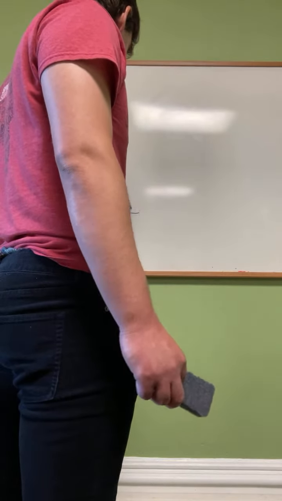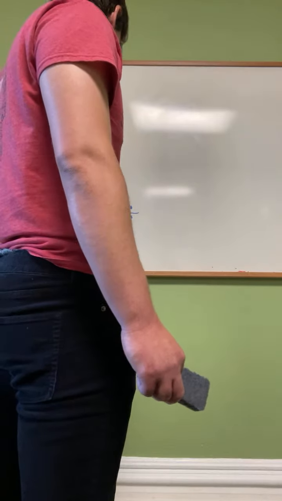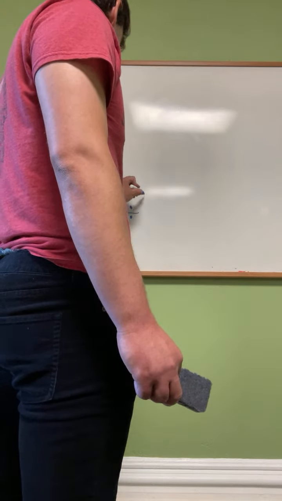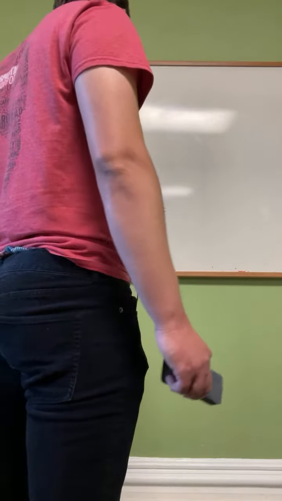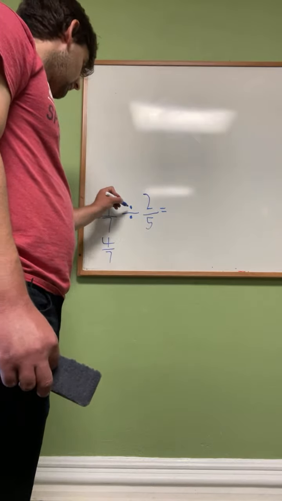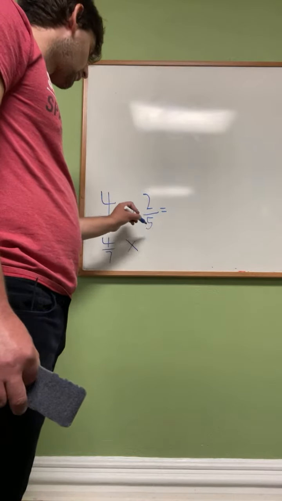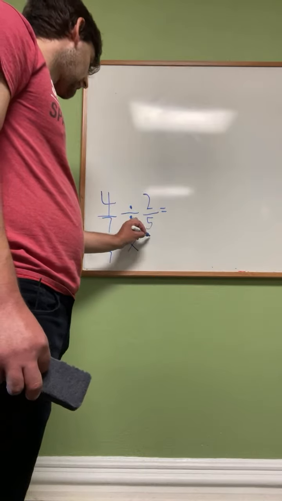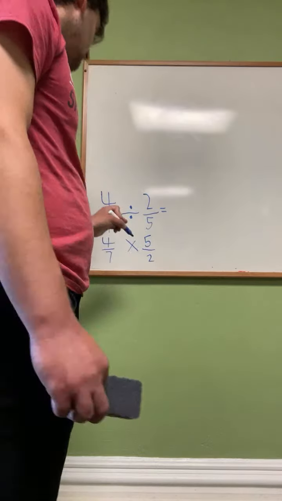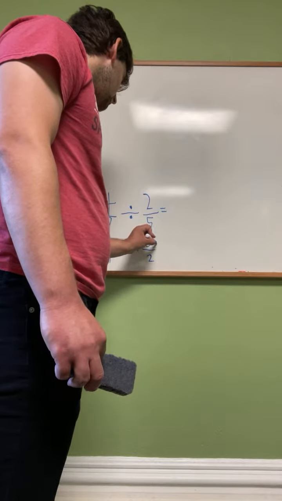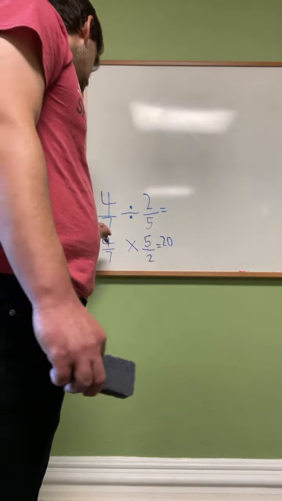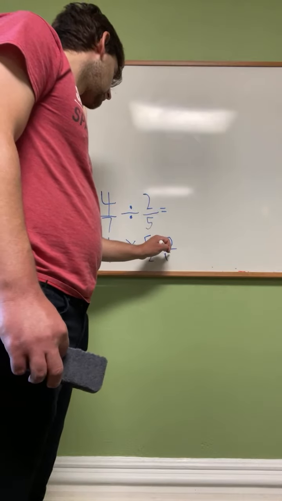4 sevenths divided by 2/5. Let's do that. So the 4 sevenths we keep. The division sign we change to a multiplication sign, and then 2/5 we flip. So the 5 is now the numerator, the top number, and then the 2 becomes the denominator, the bottom number. Now we multiply our numerators, 4 times 5. 4 times 5 equals 20. And 7 times 2 equals 14.